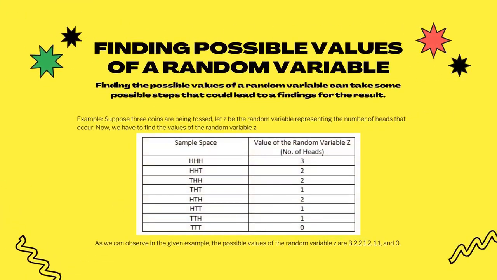Finding possible values of a random variable. Finding the possible values of a random variable can take some steps that lead to the result. For example, suppose three coins are being tossed. Let Z be the random variable representing the number of heads that occur. Now, we have to find the values of the random variable Z. As we can observe in the given example, the possible values of the random variable Z are 3, 2, 2, 1, 2, 1, 1, and 0.